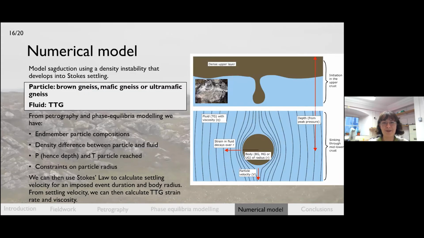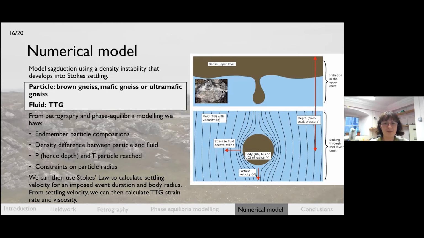Okay, so we've got through the phase equilibria modelling, and we can now use the information from these previous sections to provide constraints on our model of sagduction. To model sagduction, we have our dense layer overlaying a less dense layer, giving a density instability. This instability develops into a solid particle falling through a viscous fluid, and this will initiate in the upper crust.